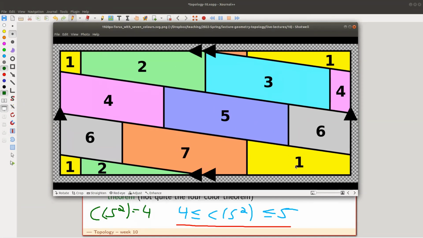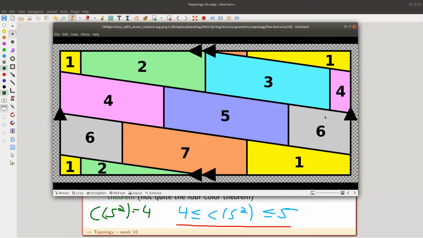So what do we have here? Yellow, there's a green color, a light blue color, a purple color, a dark purple color, or maybe light blue, or some bluish, a gray color, and an orange type color. So you really need 7 colors on a torus. And why is that?